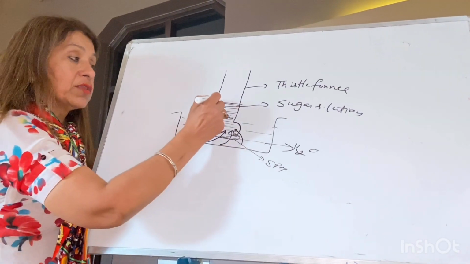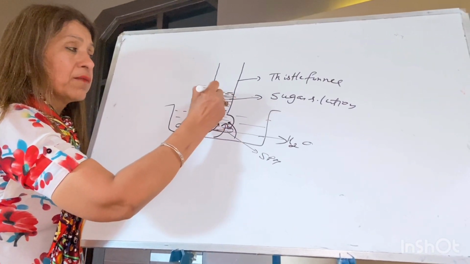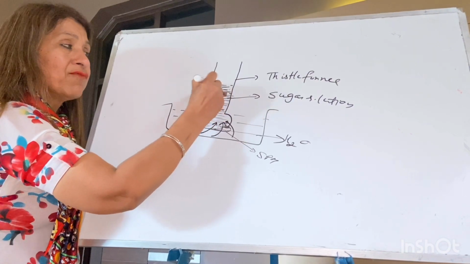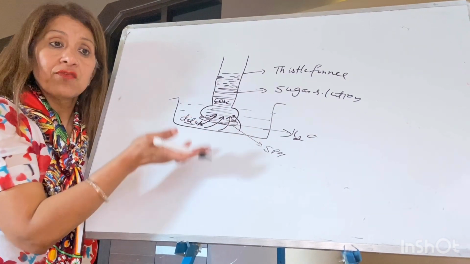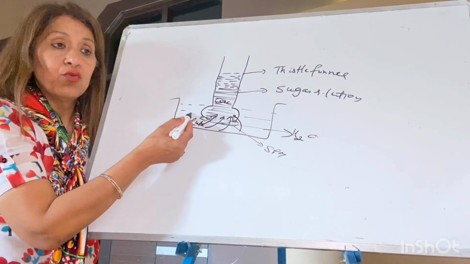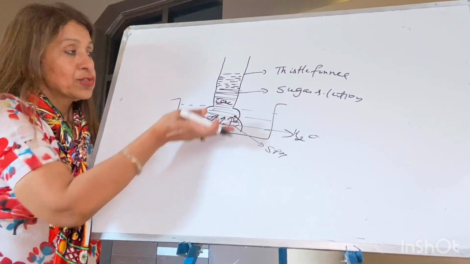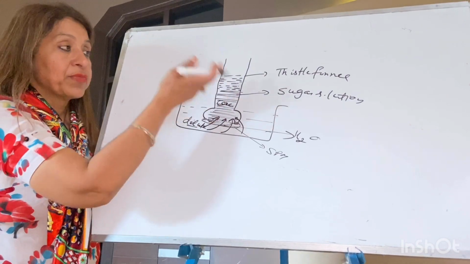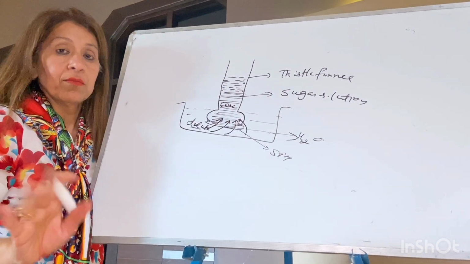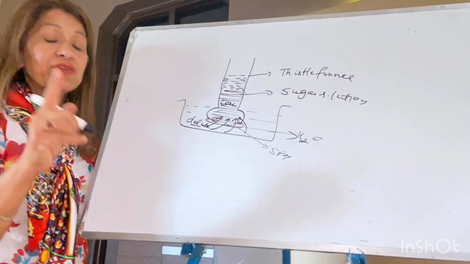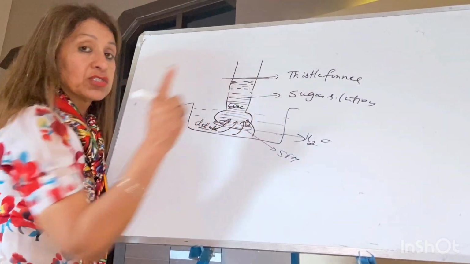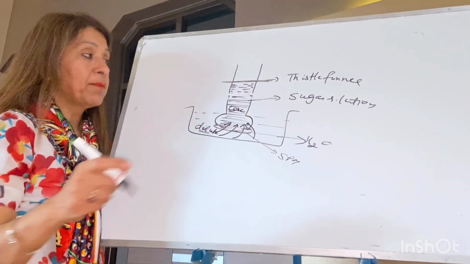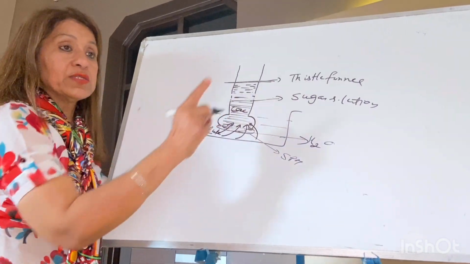This means the level goes on increasing. Now you know why the level goes on increasing? Because there is an entry of the solvent from the dilute to the concentrated. So its level goes on rising. That means osmosis is going on. But a stage will come when the levels stop rising. Write down. A time will come when the level stops rising.